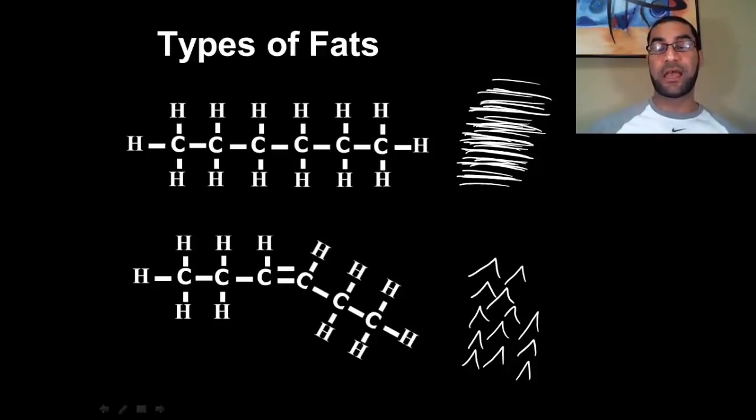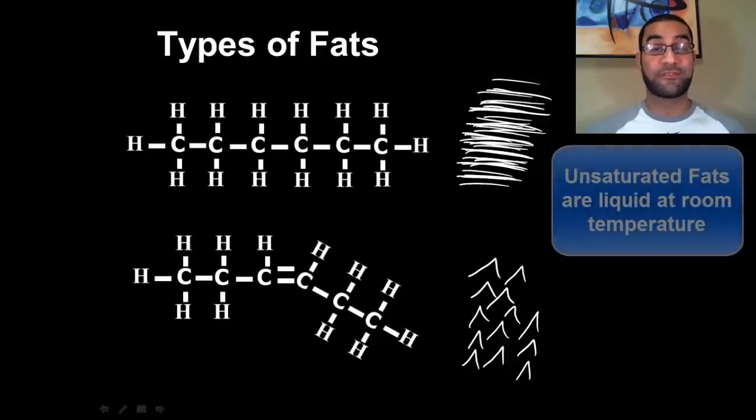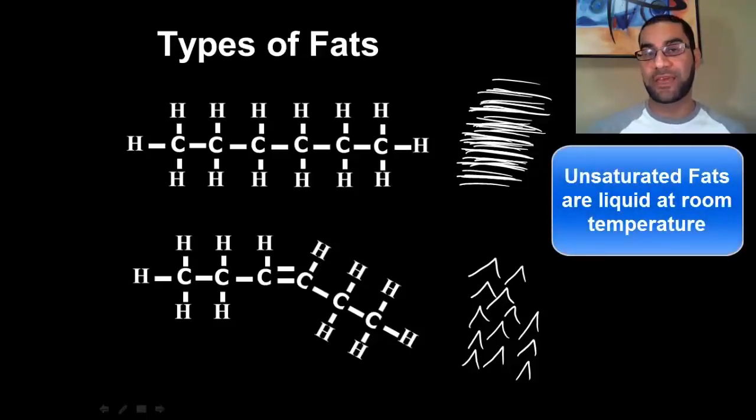These unsaturated fats are now going to be in a collection that's not nearly as compacted, not nearly as condensed as the saturated fats. So because these aren't going to compact as much, they're less dense, and therefore they're liquid at room temperature. So all of the fats that you think of that are liquid at room temperature are actually unsaturated fats, and they have unsaturated fatty acid tails.